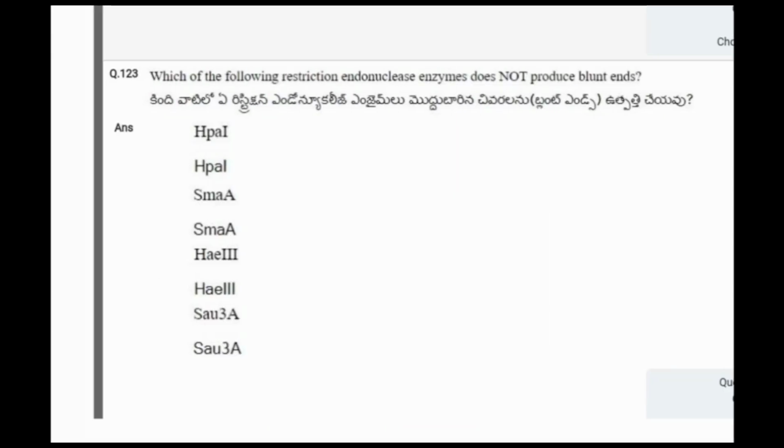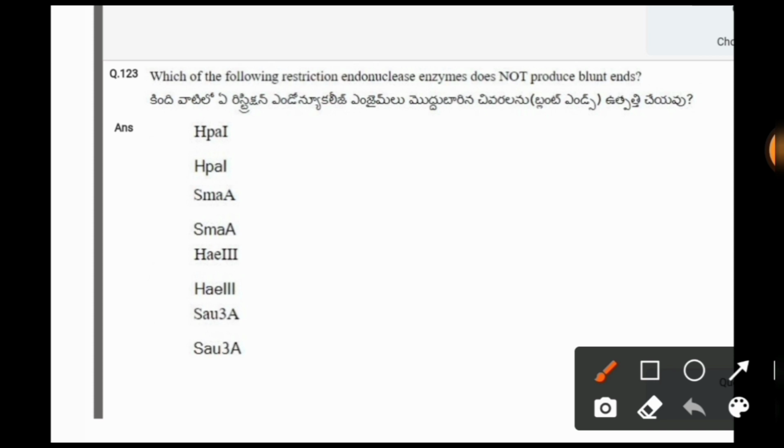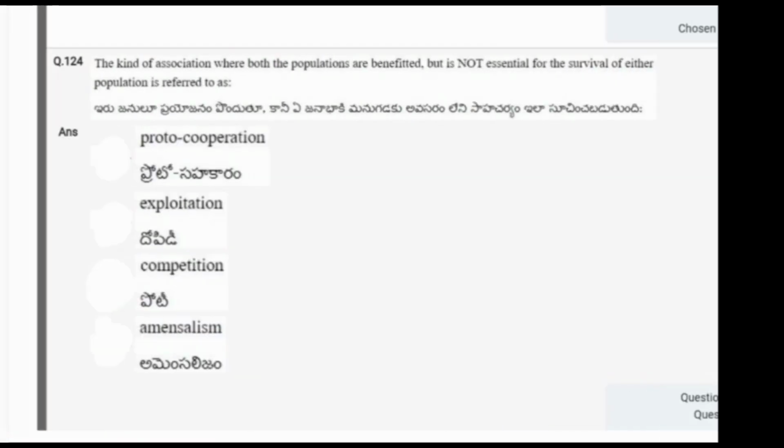So which of the following restriction endonuclease enzymes does not produce blunt ends? The options are HpaI, SmaI, HaeIII, Sau3A. So the fourth one is the correct answer.